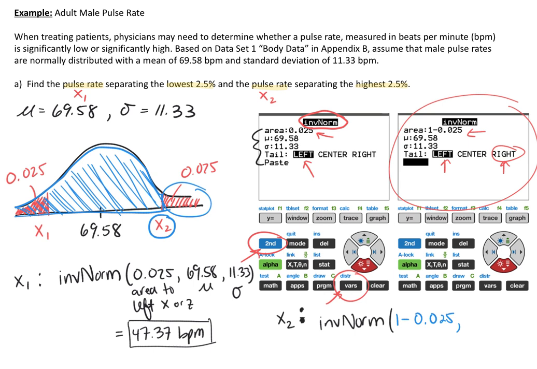And then again, you would type in the mean value, which is 69.58, and the standard deviation, 11.33, and press enter. And the calculator is going to give you the same answer or something very, very close to what we got using the other method. So 91.79 beats per minute.